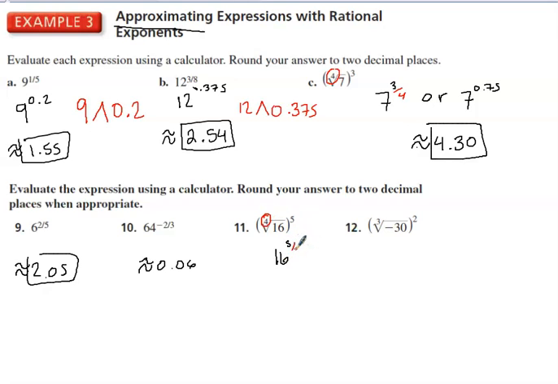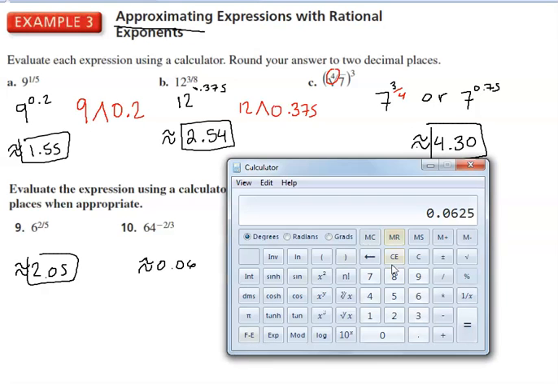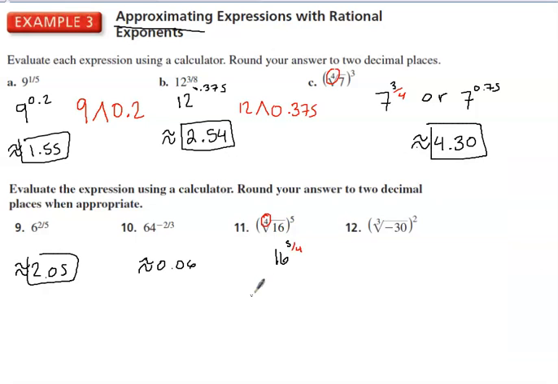Number 11, this is going to be 16 to the power of 5, but then that radical means the 5 is divided by 4 in the exponent. So 16 to the power of, in parentheses, 5 divided by 4. Close the parentheses, and I get 32. So this is approximately, or exactly in this case, 32.